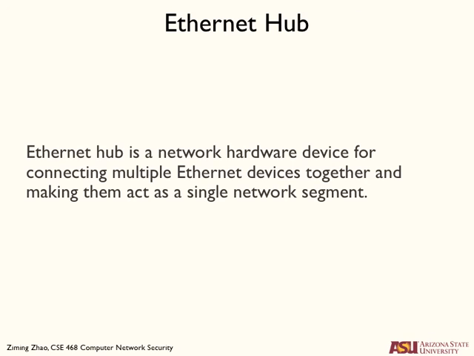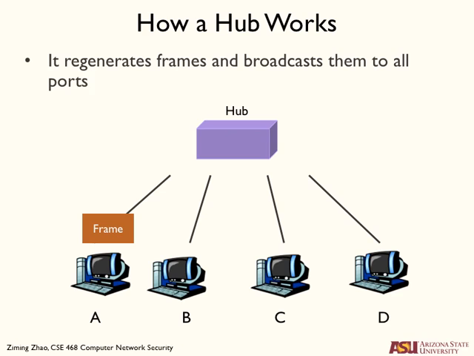Let's look at two network devices, the Ethernet hub and the Ethernet switch, and how they work. An Ethernet hub is a hardware device to connect multiple hosts together, to make them act like a single network or network segment. A hub is a very stupid device. It only regenerates the frames and broadcasts them to all the ports.